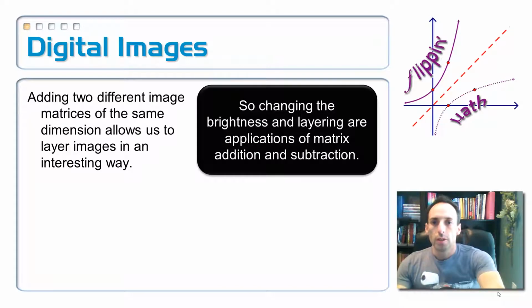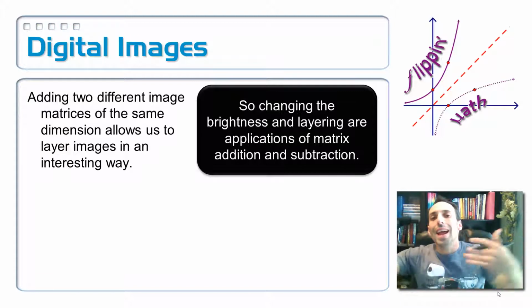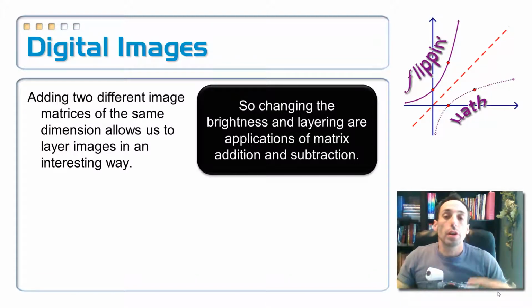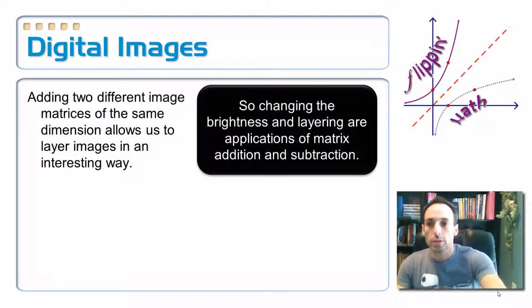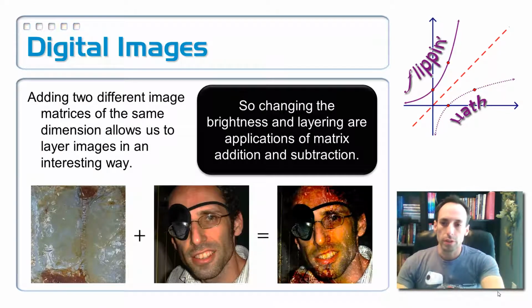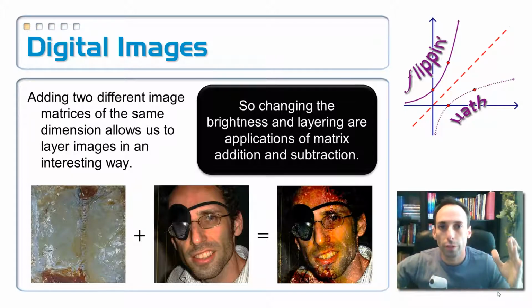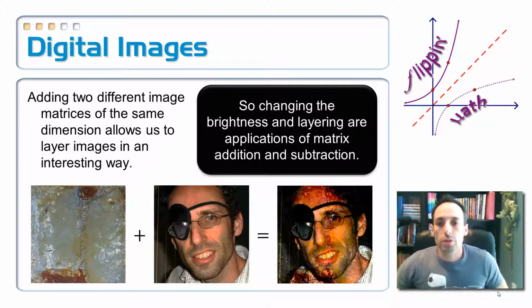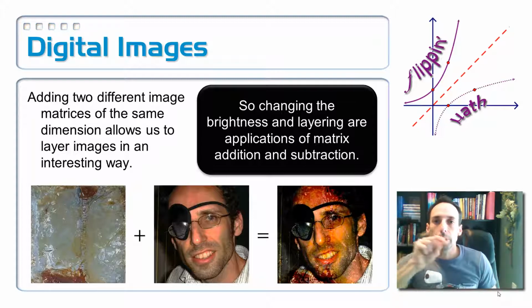Okay, here's another one. I can take 2 different images and add them together to create a completely different image. This is called layering. If you have Photoshop, or if you do stuff with pictures, some iPhone applications might do this as well. So here's just a simple example, maybe a weird one. I have a picture of a rusty metal panel, and a picture of myself as a pirate, and if I add those 2 pictures together, it just takes each element and adds them together.